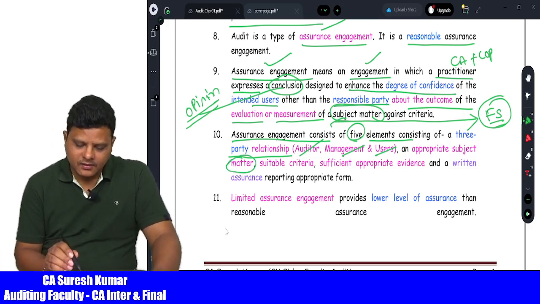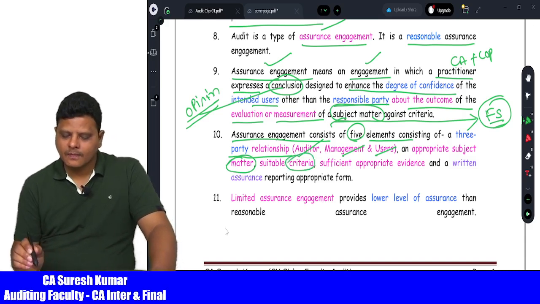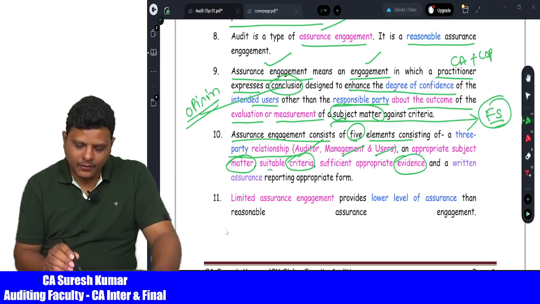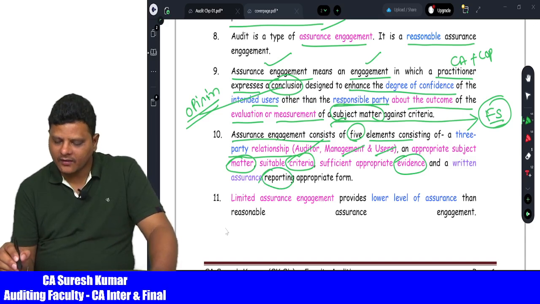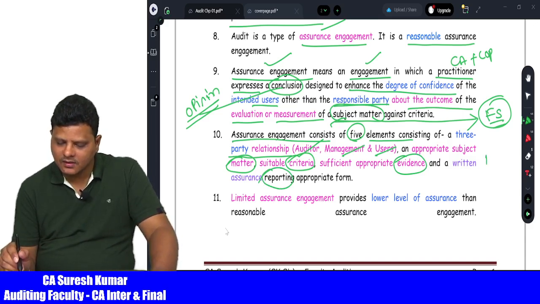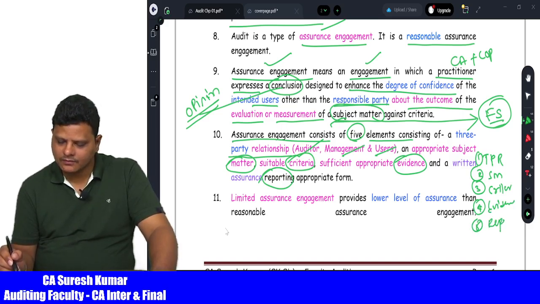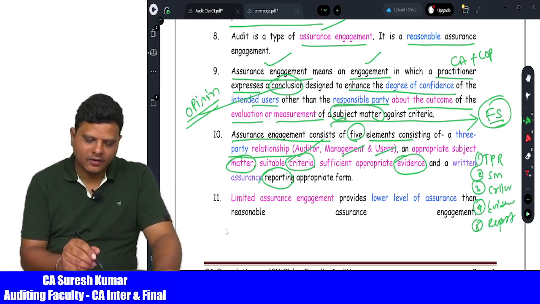Next, criteria, evidence, and written report. So what are the 5 elements? First element is 3-party relationship. Second element is about subject matter. Third element is about criteria. Fourth element is about evidence. Fifth element is about report. So very important for examination.